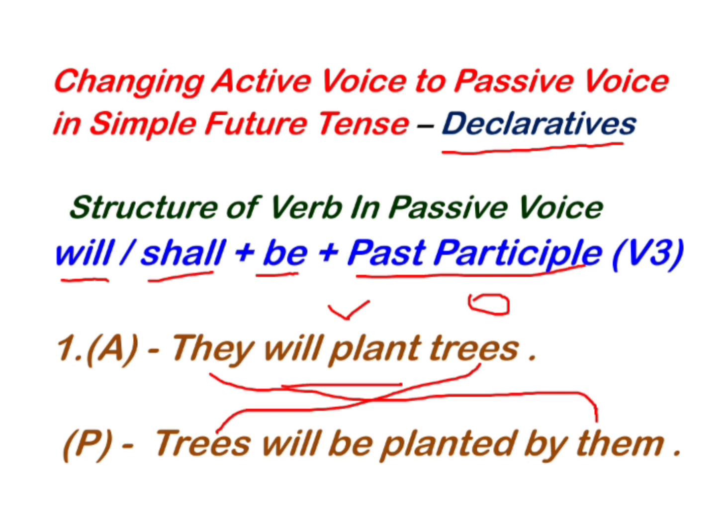Now will plant is the verb. So we have to insert a be verb and we have to change the verb to past participle. Will is used to denote the future, and we use be to denote the be form of verb, and plant is the verb there, and the past participle of plant is planted. So the passive voice is trees will be planted by them.